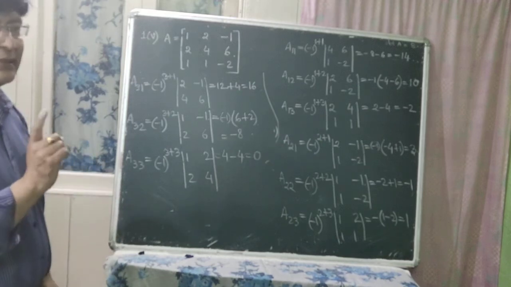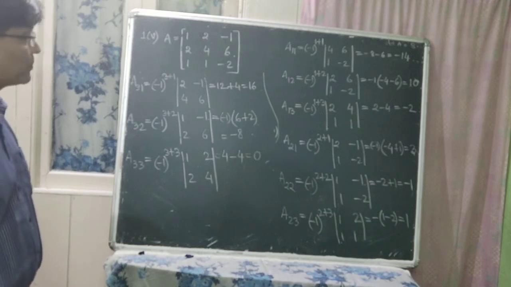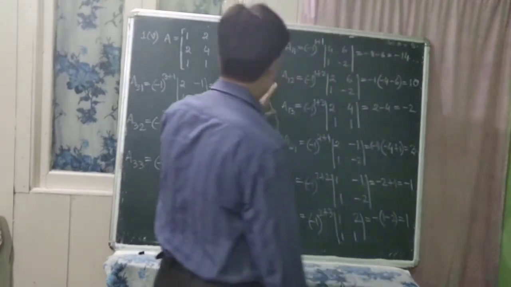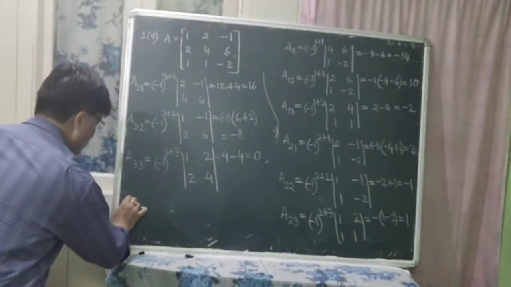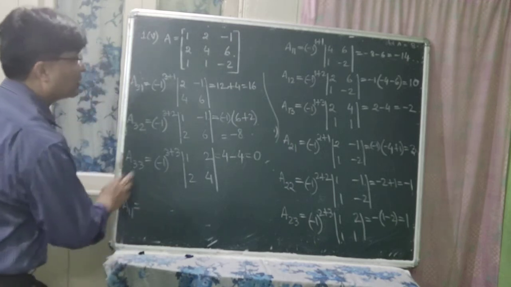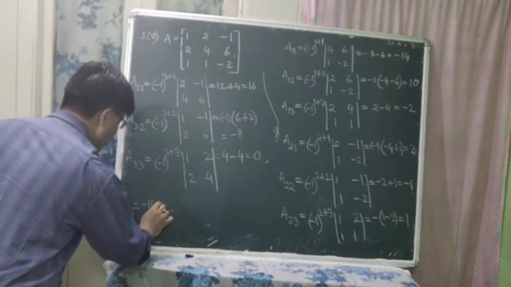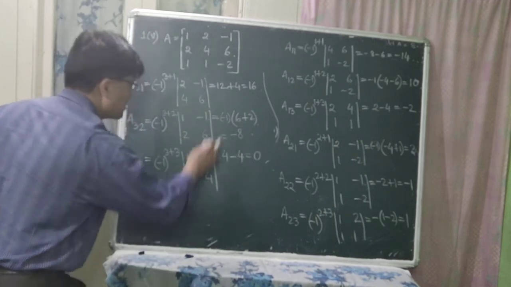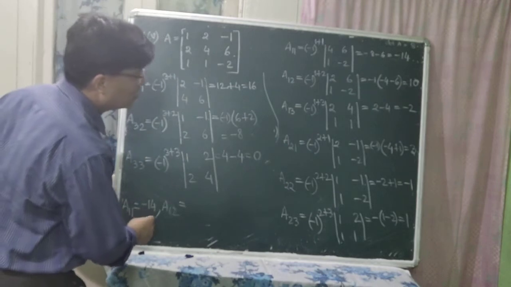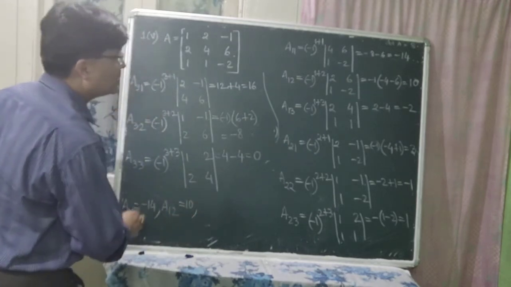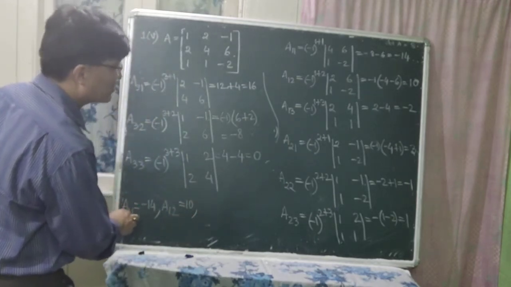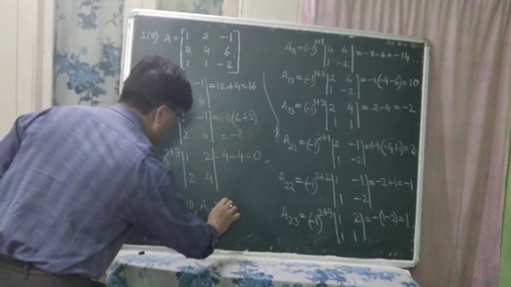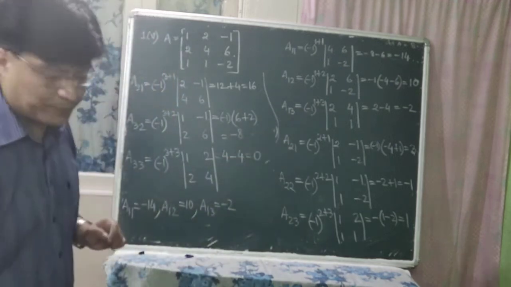Now we have to write: let B be the matrix. Let us write it here. Let us write A11 in rough. A11 is minus 14. A12 is 10. I'm just writing it here because I have dropped that one, we need it. A13 is minus 2.